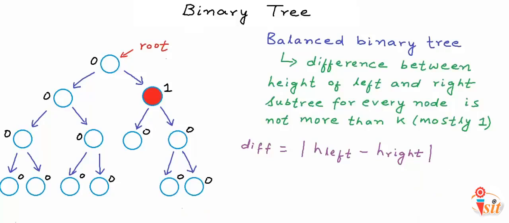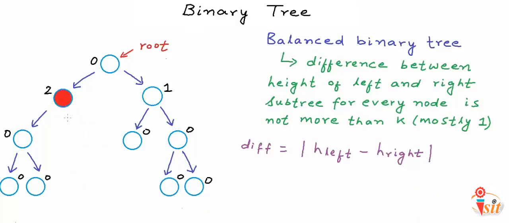Let's get rid of some more nodes in this tree, and now this is not balanced because one of the nodes has diff 2. For this particular node, the height of left subtree is 1 and the height of right subtree is -1 because the right subtree is empty. So the absolute value of the difference is 2.